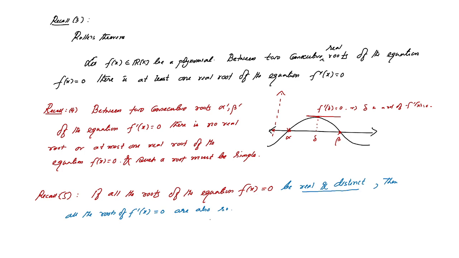And here we can say, as a continuation, furthermore, any two consecutive roots of f dash x equals 0 are separated by the roots of f(x) equals 0.